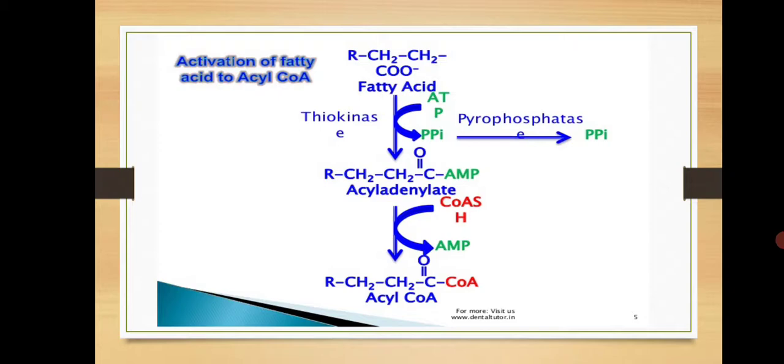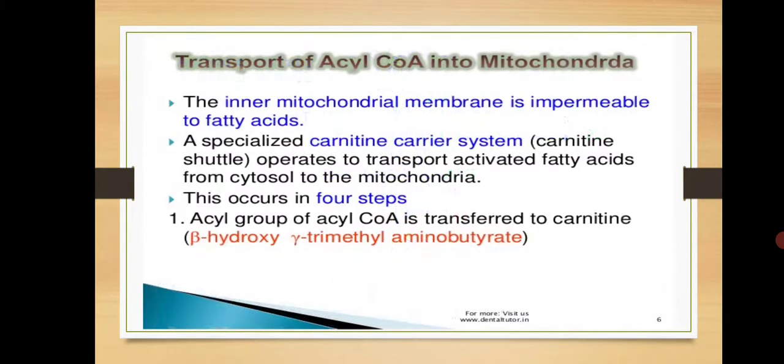Okay, so this is a two-step reaction which is catalyzed by the enzyme called thiokinase with the involvement of ATP, and even a cofactor is required, magnesium. So fatty acid is converted into acyl adenylate. Acyl adenylate is further converted into acyl CoA with the addition of CoA. So this is your first stage. Okay, let's see the second stage.